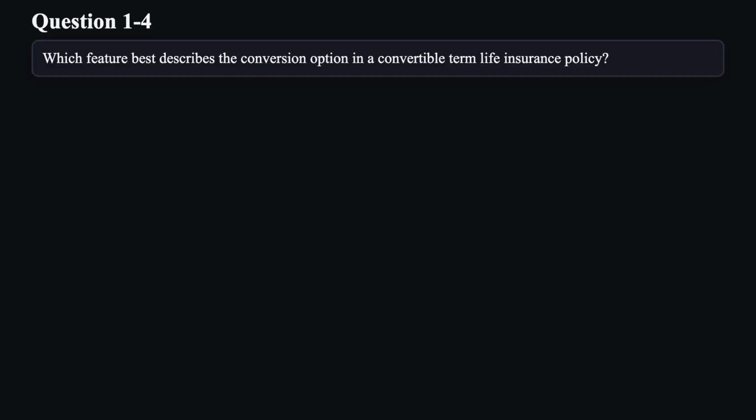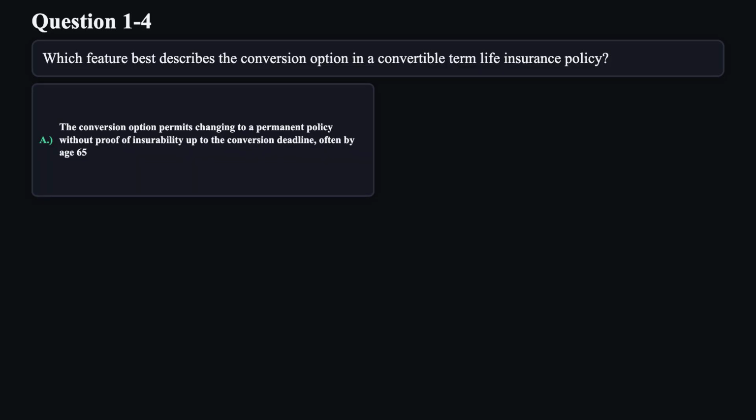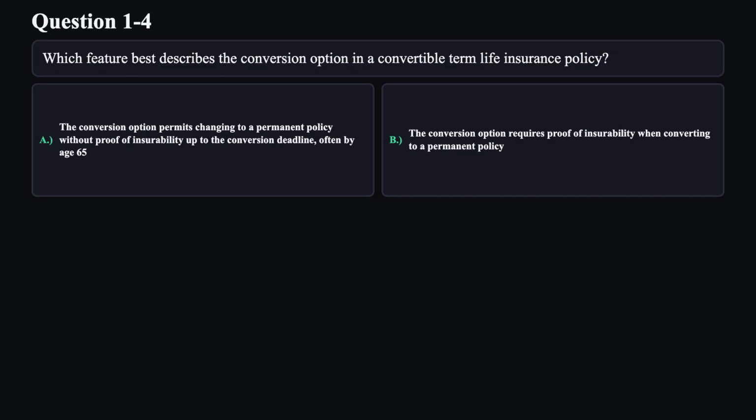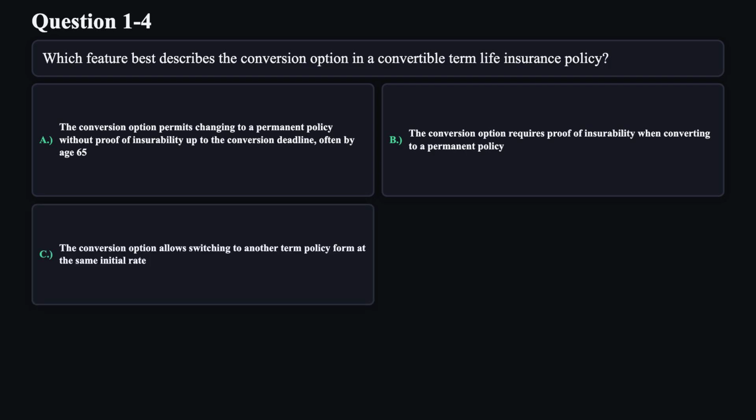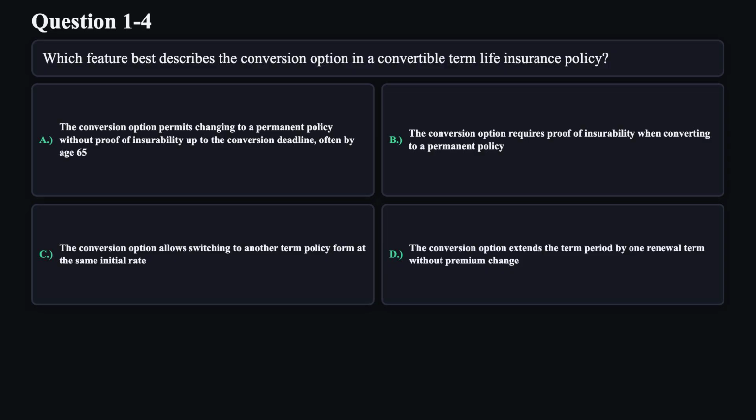Question 4. Which feature best describes the conversion option in a convertible term life insurance policy? A. The conversion option permits changing to a permanent policy without proof of insurability up to the conversion deadline, often by age 65. B. The conversion option requires proof of insurability when converting to a permanent policy. C. The conversion option allows switching to another term policy form at the same initial rate. D. The conversion option extends the term period by one renewal term without premium change.